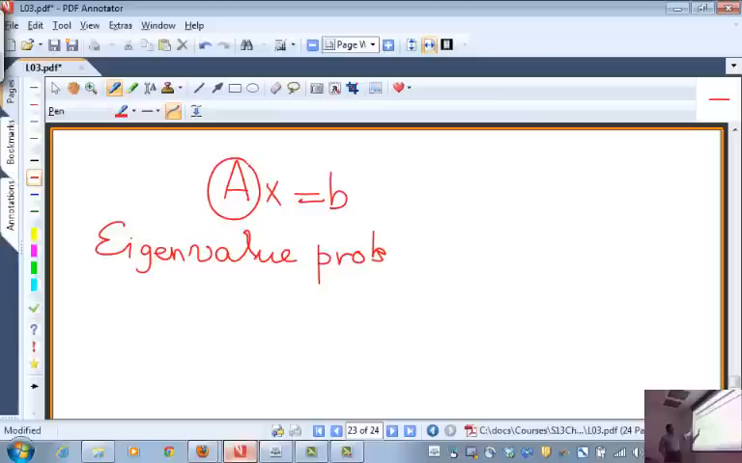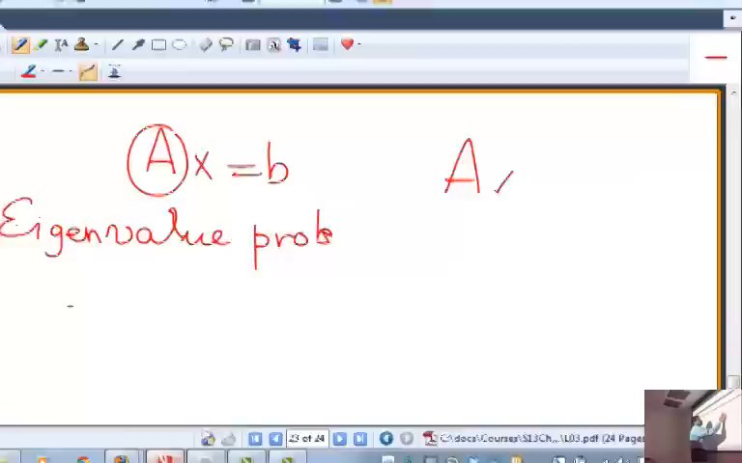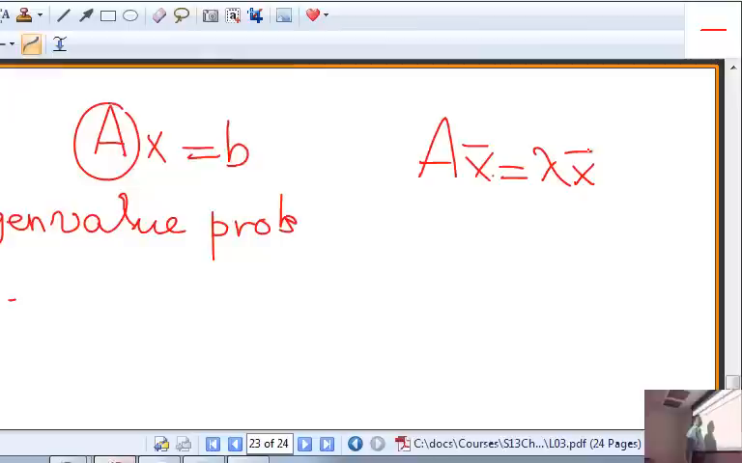So in solving a system of linear equations, our problem is, I know that operator, I know that b. So I want to find that vector x, which will multiply, will project that into b. But in an eigenvalue problem, what we have is A x tilde is equal to lambda x tilde. Okay, that's called an eigenvalue problem.